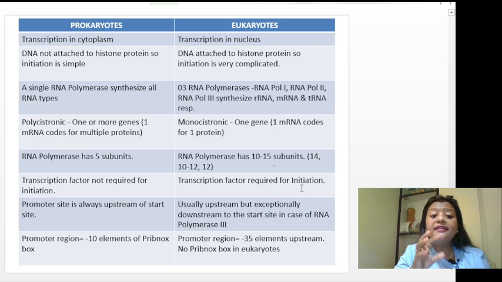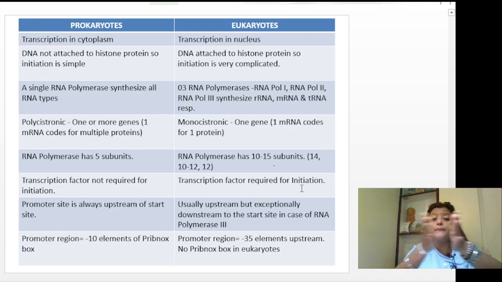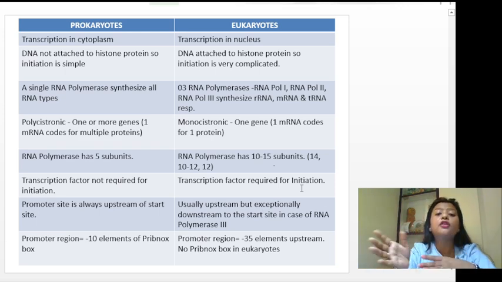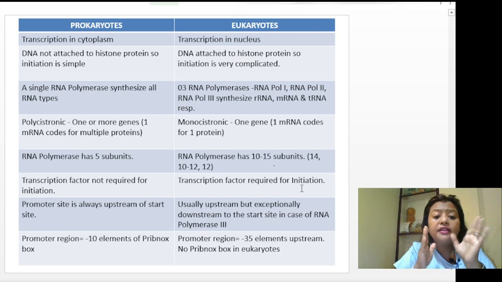Because the DNA is not attached to any histone proteins. But in eukaryotes, DNA is attached to histone proteins. So for initiation to occur, it's a very complicated process. It has to first get removed from histone, and then the initiation complex will come and bind. It's so complicated. So in prokaryotes, one RNA polymerase will synthesize all types.